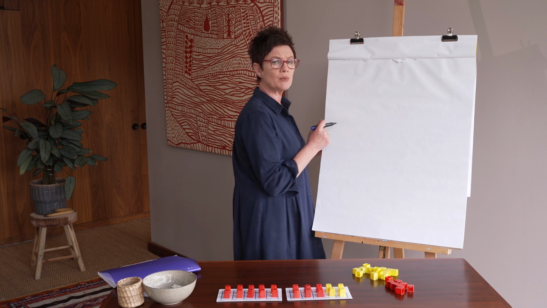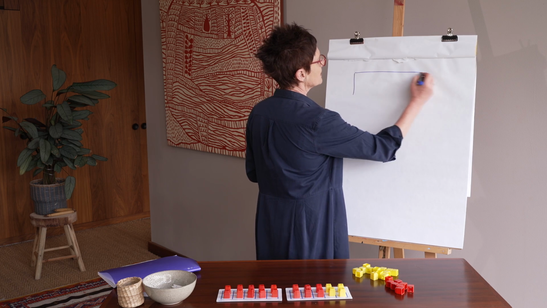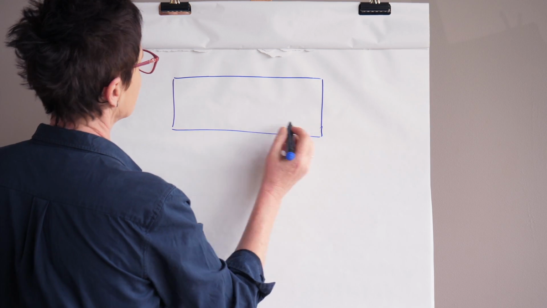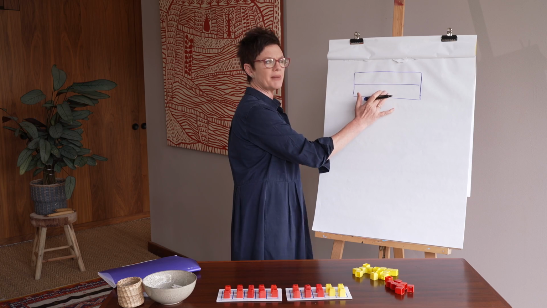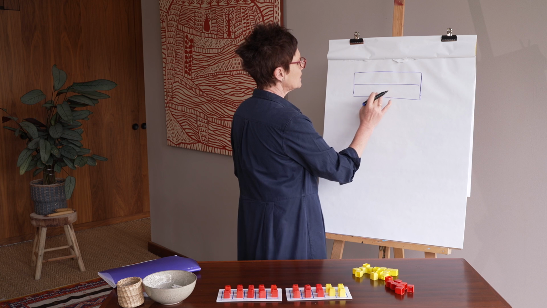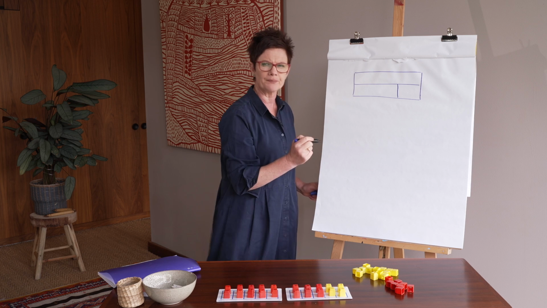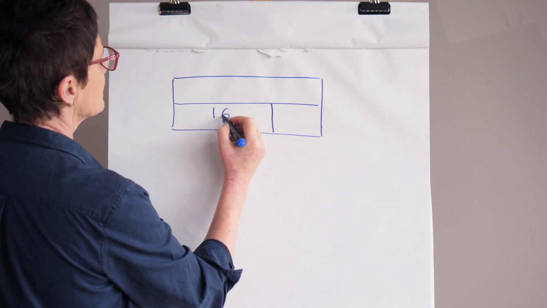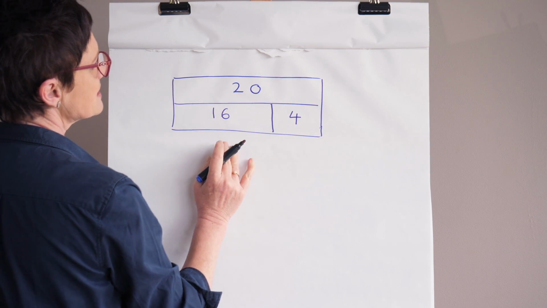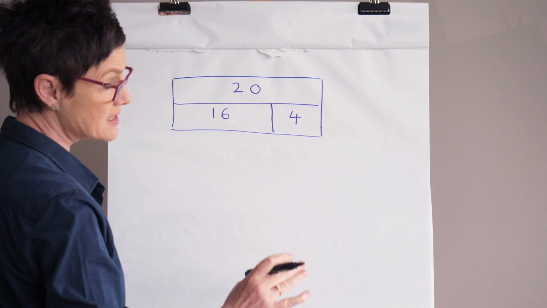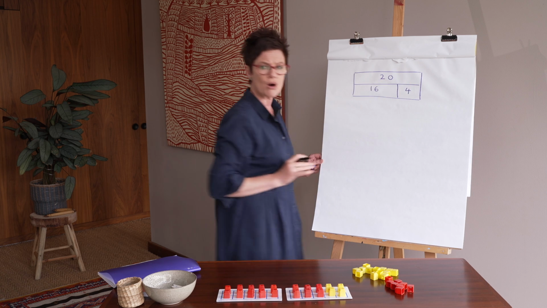So let's have a look. I'm going to use the bar model. We've used this before. It looks like a rectangle with a line in the middle. Remember, we put our whole and our parts. Now I know I'm going to write the number 16 and 4, so I think I'll make my 16 a bit bigger and write 16 here and 4 here, which makes 20. This is how I draw or represent my part whole of 20.